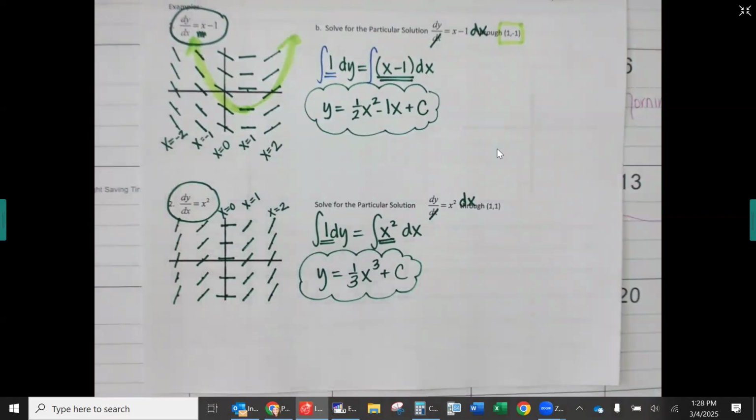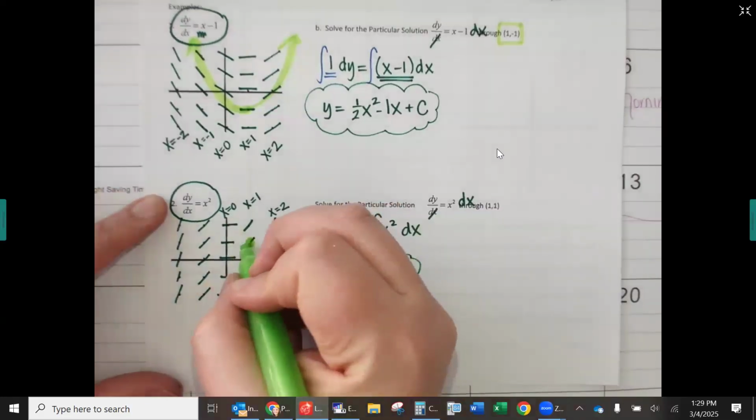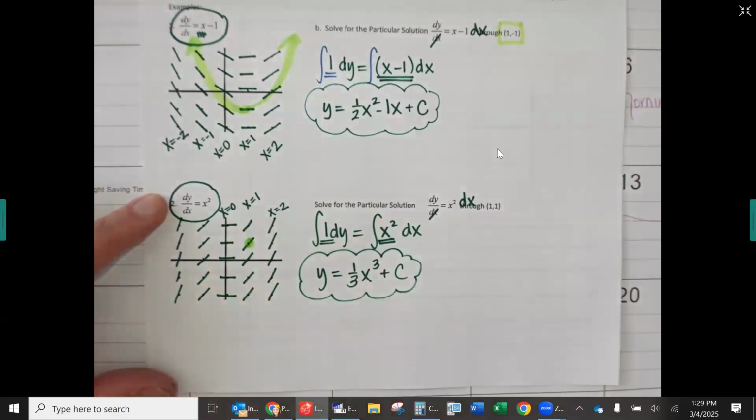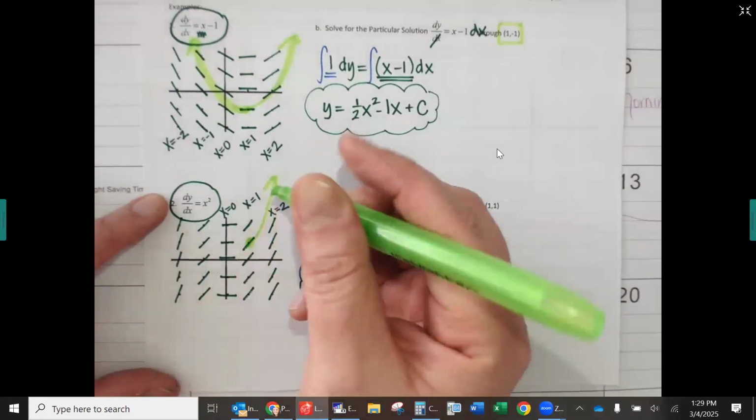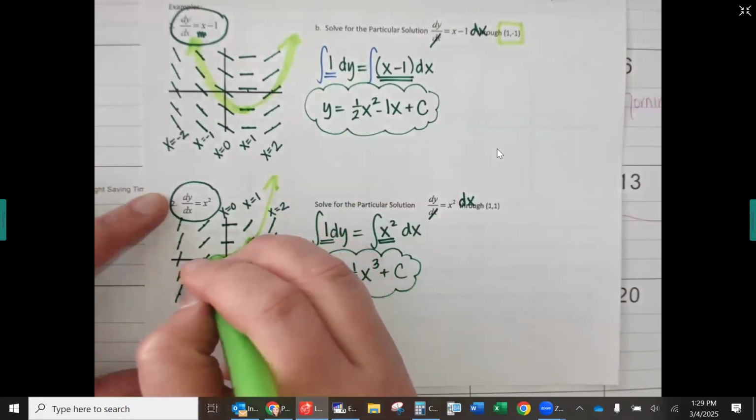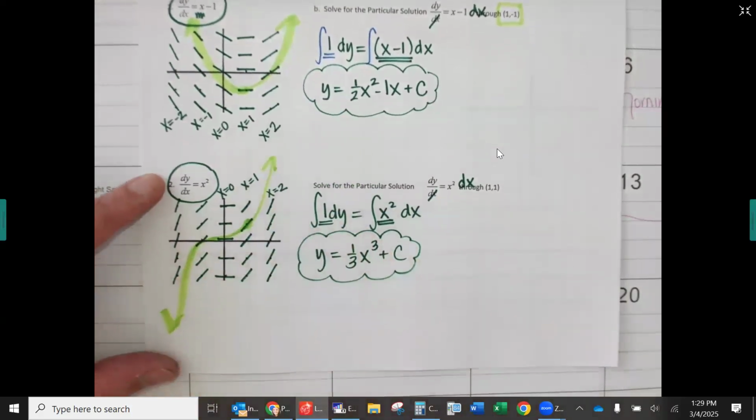Let's do the same thing on this one. You're drawing it through (1, 1) this time. So find that point on your graph. That would be here. And then follow the shape of the slope field. I'm going up. Then on this side, I'm going to flatten out and then go down.